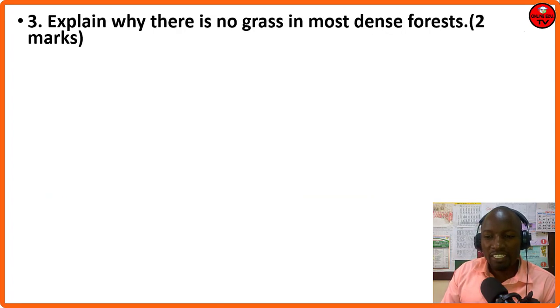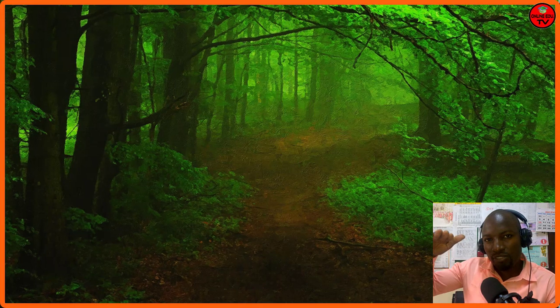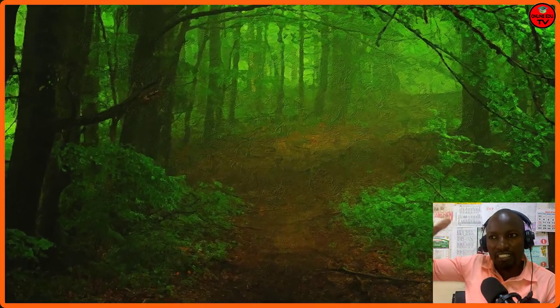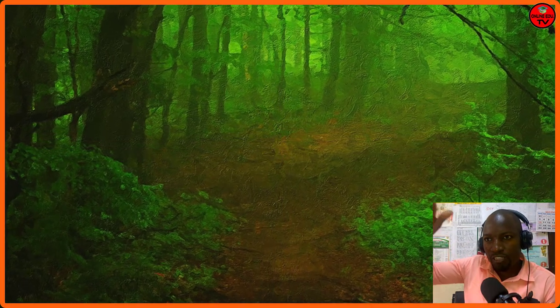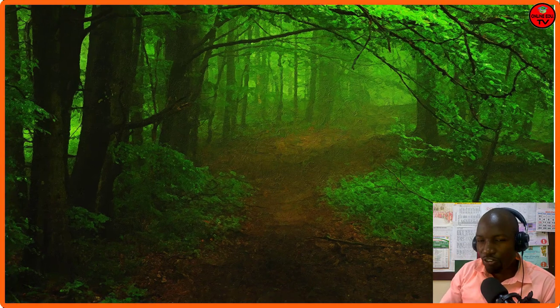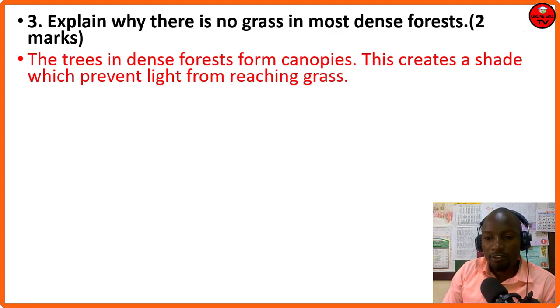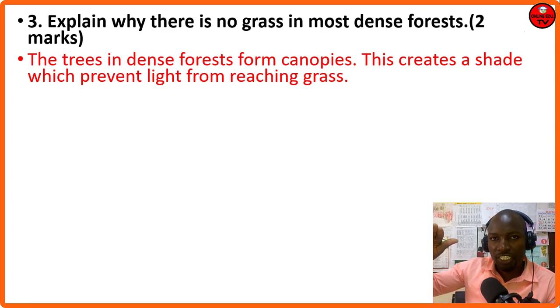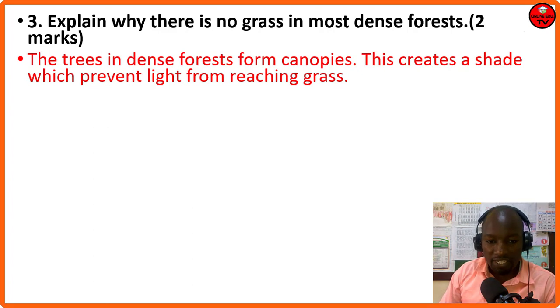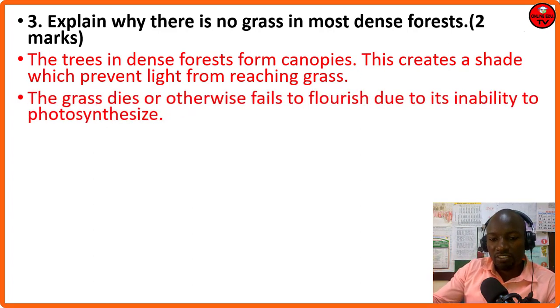Explain why there is no grass in most dense forests. When you go to the most dense forest, the trees have formed canopies above, preventing the entry of light. You discover that on the ground under those canopies there is little or no grass. Why? It's because the trees in the dense forest form canopies, and this creates a shade which prevents light from reaching the grass. You can also say the grass dies or otherwise fails to flourish due to its inability to photosynthesize. Remember, for grass to photosynthesize, it requires light, and those canopies prevent entry of light.